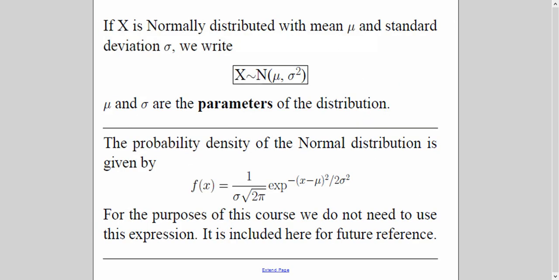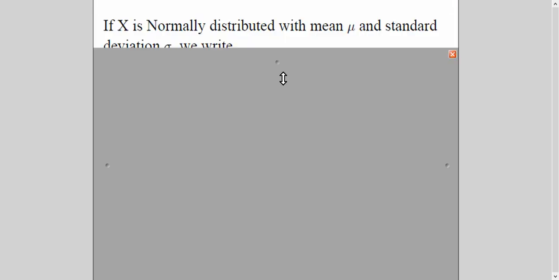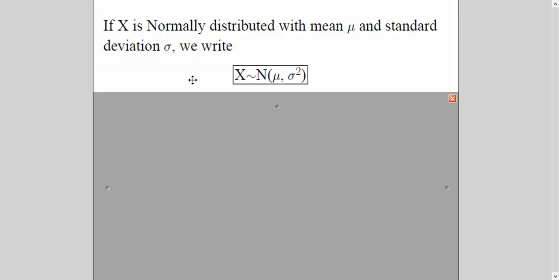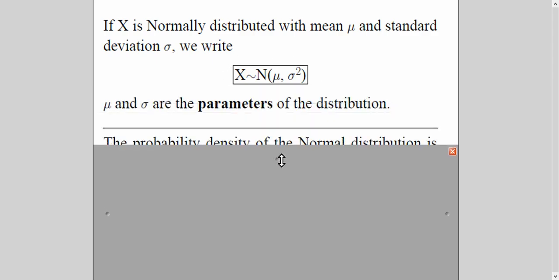So now we will see, if the random variable X is normally distributed and we have mean mu and standard deviation sigma, then we write the normal distribution like this. So this is the general form of writing it. And mu and variance are the parameters of the distribution.